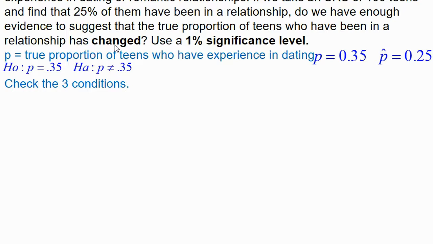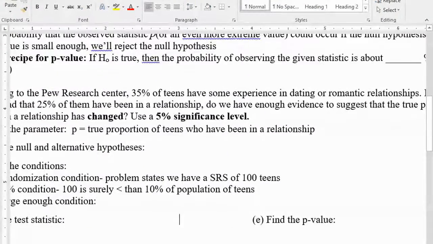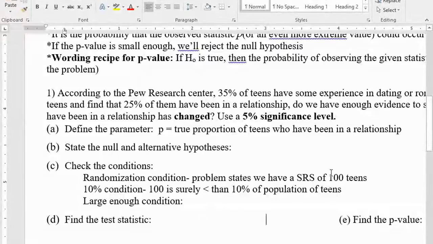Step three is to check the conditions. We've already done those so many times. So I guess if you just read right there on the document, the conditions are, the problem says we have a random sample of teens. You're supposed to write that up. Surely 100 teens is less than 10% of the population of teens.